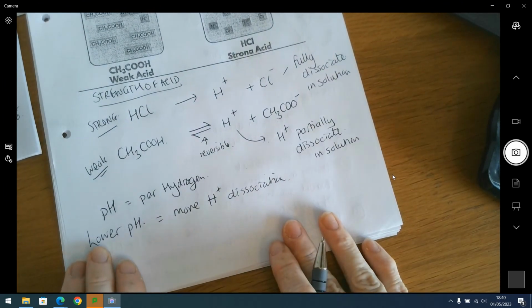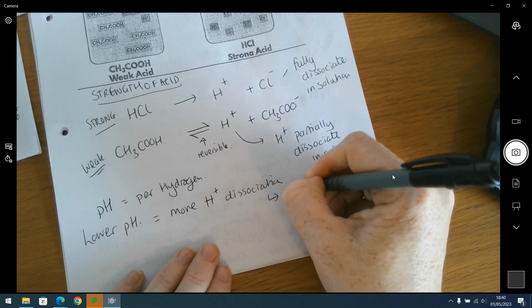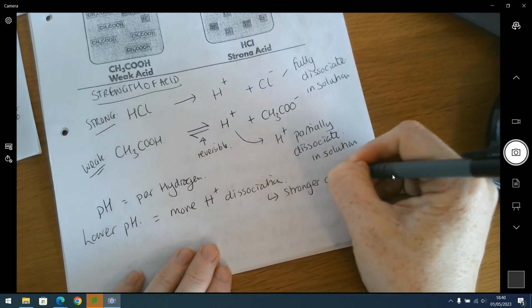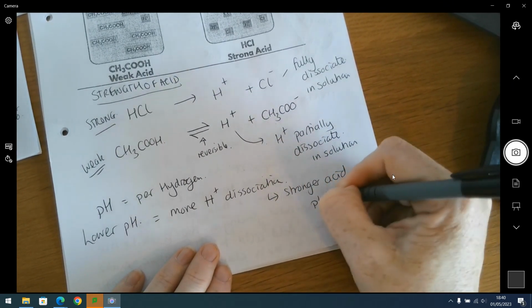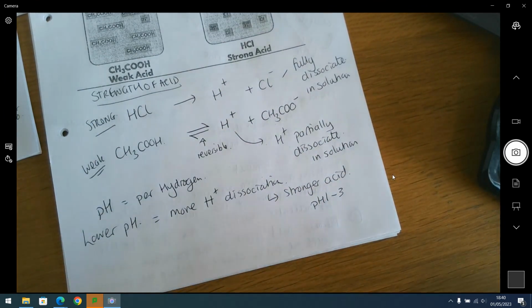Okay, so lower the pH, more hydrogen ion dissociation, so we'd have the stronger acid. So pH 1 to maybe say 3, for example, would be quite a high hydrogen ion dissociation. So the pH is essentially measuring the concentration of hydrogen ions you've got in the solution.